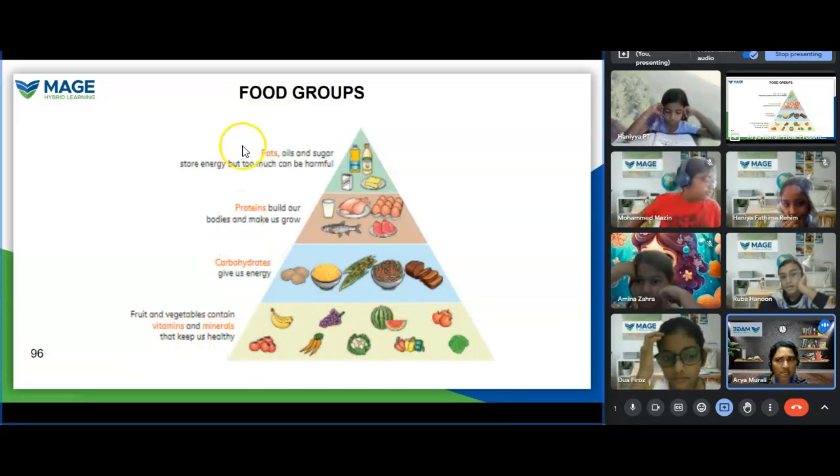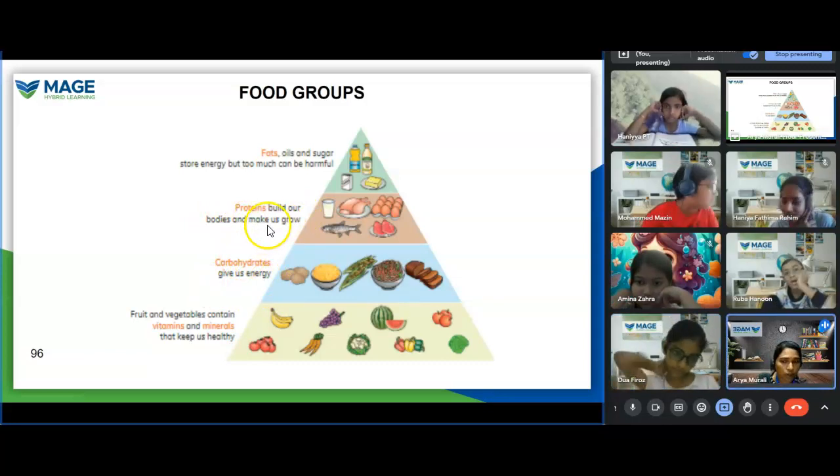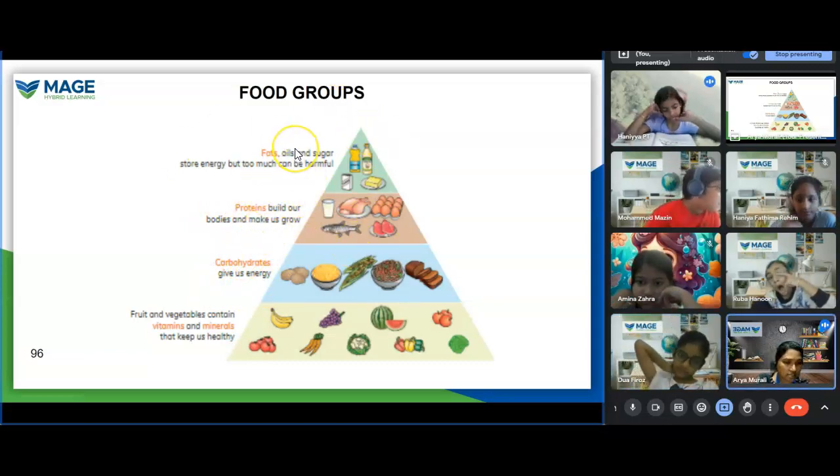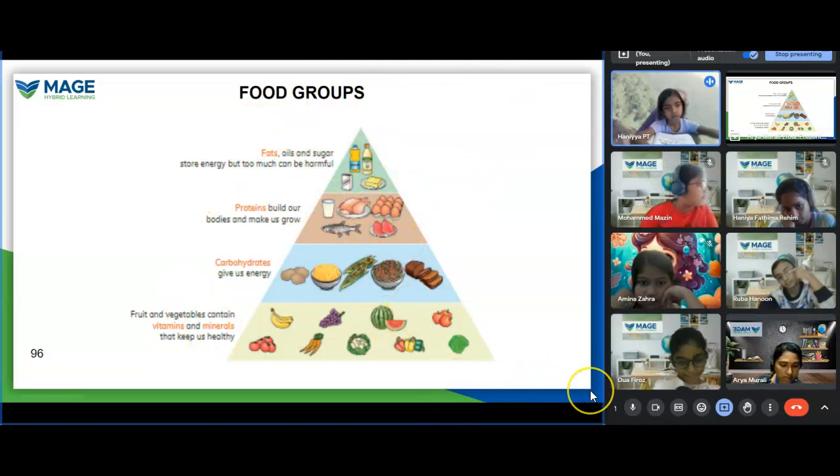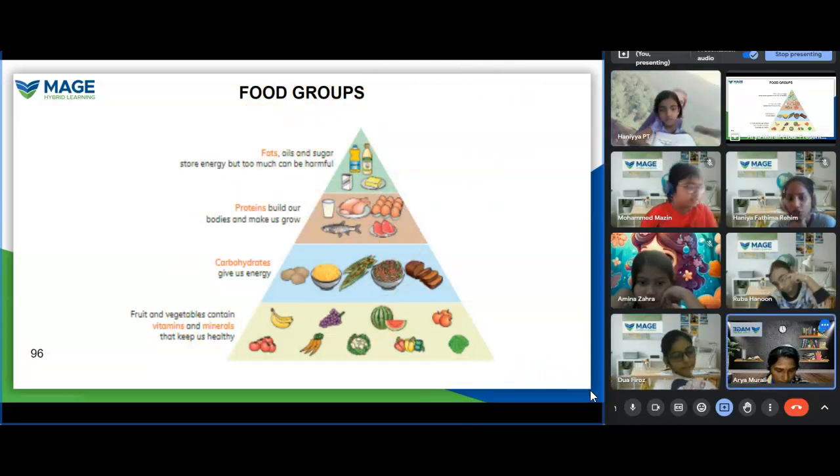Because carbohydrates give us energy. Proteins help us to build our body. So all these are very essential for our growth, right? That's why these are considered as macronutrients, others are considered as micronutrients. Okay.